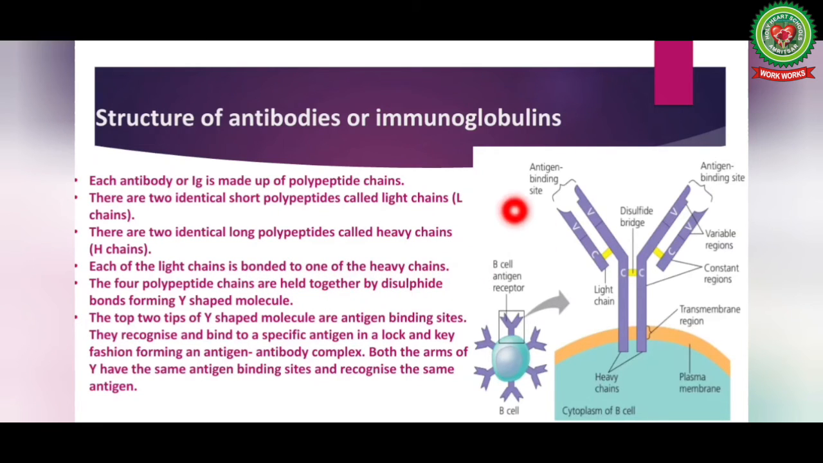So here we can say the light chain is bonded to the heavy chain. The four polypeptide chains are held together by disulfide bonds forming a Y-shaped molecule. The two topmost tips of the Y-shaped molecule are antigen binding sites. They recognize and bind to a specific antigen in a lock and key fashion. That is, a specific antibody will work against a particular antigen, forming an antigen-antibody complex. Both the arms of the Y-shape have the same antigen binding sites and recognize the same antigen.